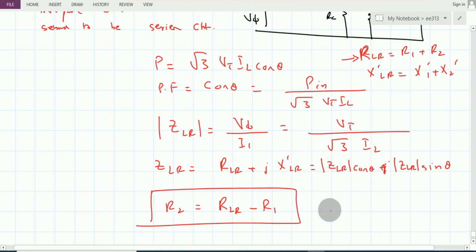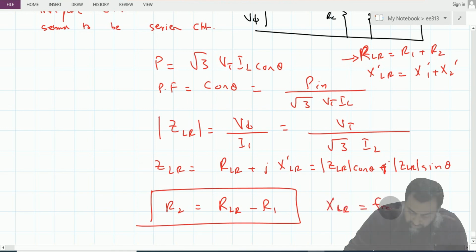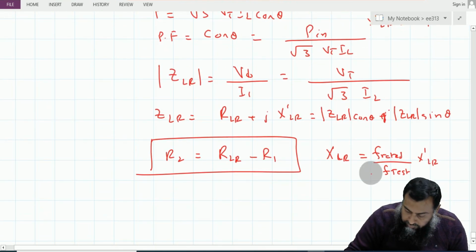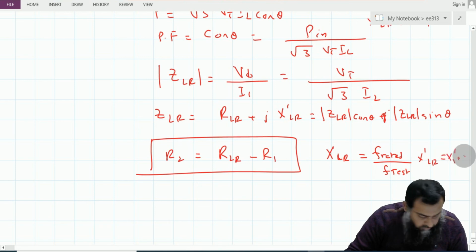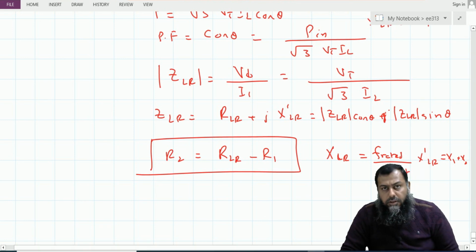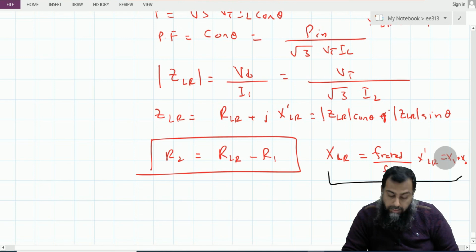and this XLR, the locked rotor reactance, is equal to F rated divided by F test into X'LR, and that is equal to X1 plus X2. Now remember that unfortunately there is no method through which we can segregate the values of X1 and X2. There is no such method available so far.